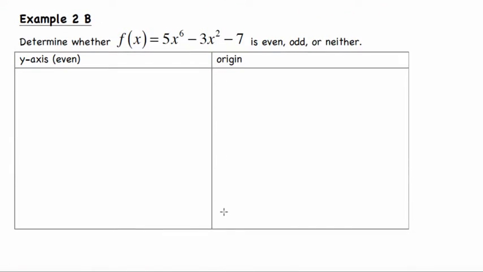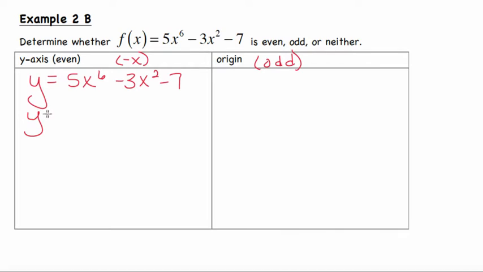Okay, let's just do one more problem and then that's it. We are going to be testing whether our function is even or whether our function is odd. So then I'm going to write down my original function and replace f of x with y. I get y is equal to 5x to the 6th minus 3x squared minus 7. And when we check for y-axis symmetry, we're going to replace our x's with a negative x.